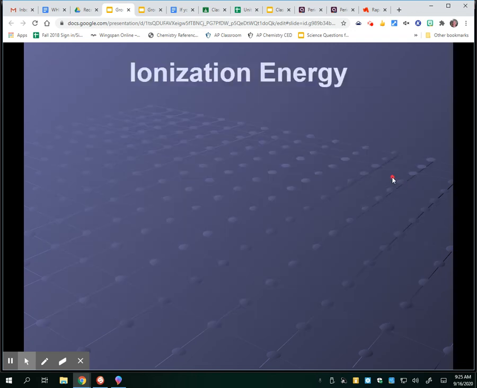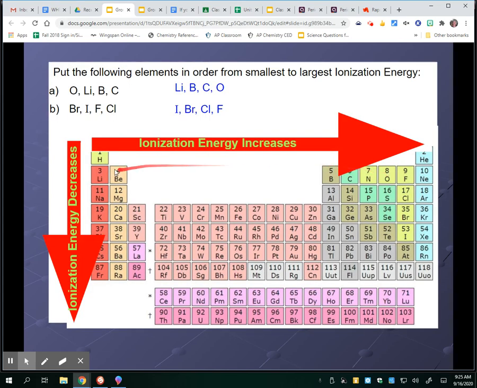So make sure you do write that trend on your periodic table along with your atomic size. So atomic size decreases as you go across, your ionization energy increases. And then as you go down the group, ionization energy decreases, your atomic size increases.